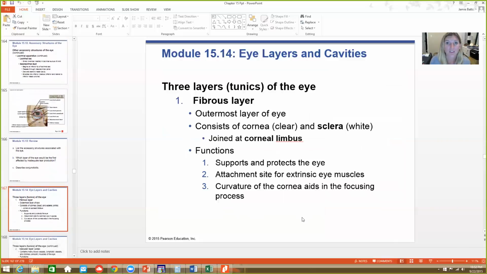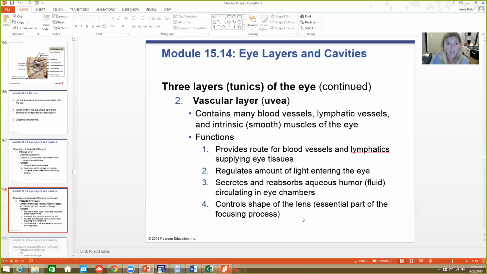We say that the eye has 3 tunics, or layers. There's a fibrous layer, or fibrous tunic. This is the outermost layer of the eye. It consists of the cornea, which is the clear layer, and the sclera, which is the white layer. It's joined at what's called the corneal limbus, and the overall function of this fibrous tunic is to support and protect the eye, provide an attachment site for those extrinsic eye muscles that help move our eye around, as well as help with focusing the light into the back of the eye.